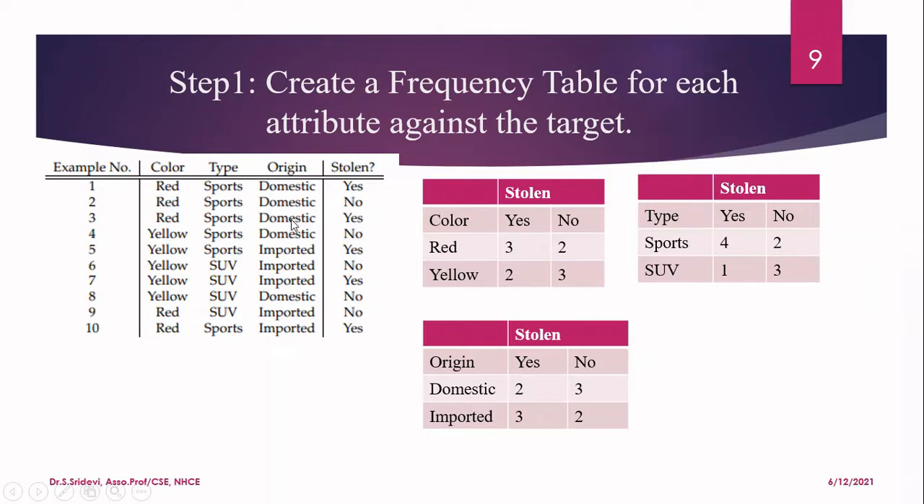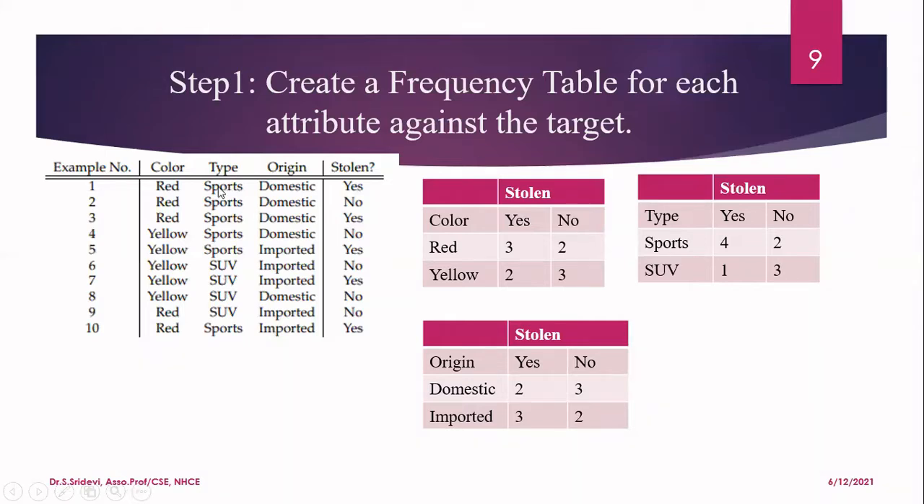We have 2 more columns pending. So you have to do the same steps for type and then origin. Now let us finish that also. So now I am going to consider the type. In type, find out how many unique values you have. I have 2 values now. One is sports, another is SUV. It's a sports car and then an SUV car. So for both, I am going to find out what is the frequency.